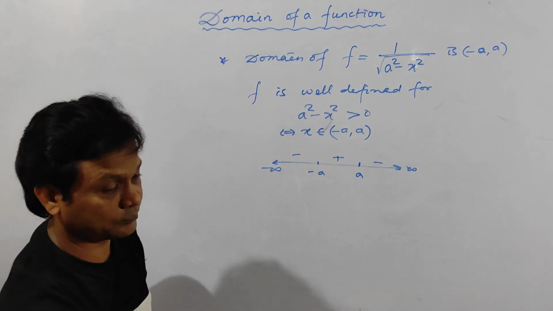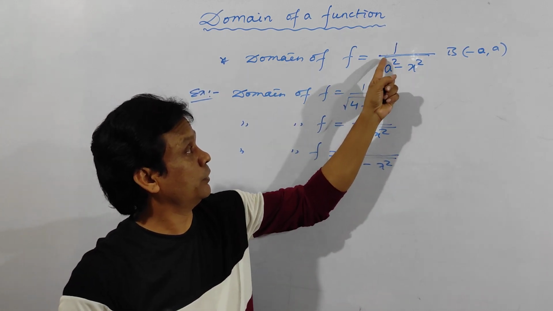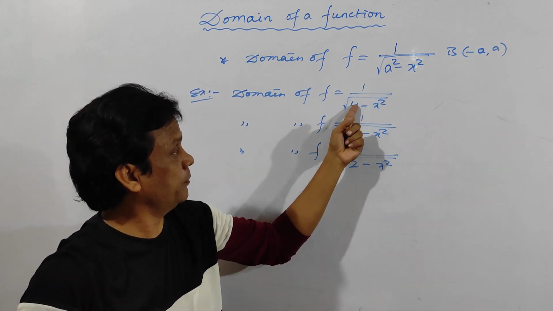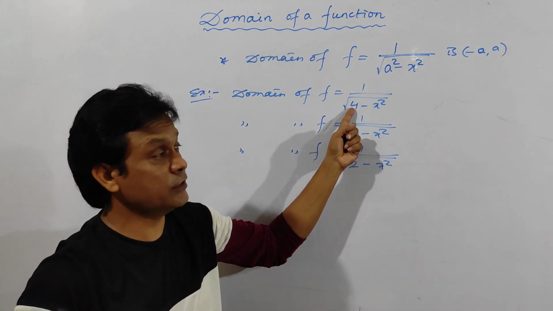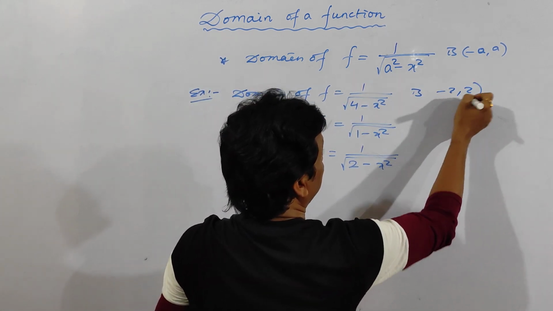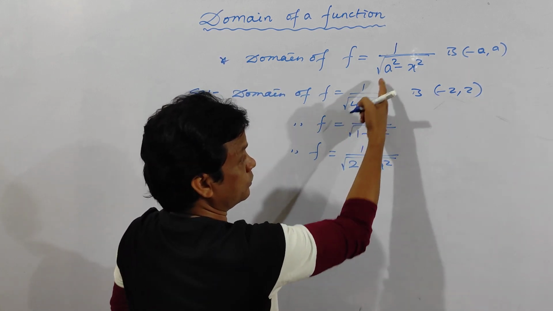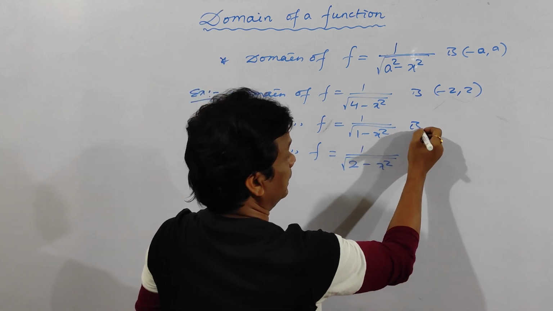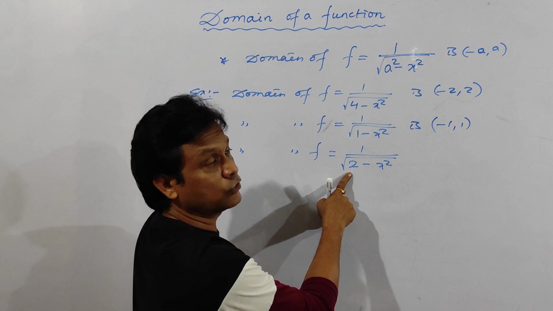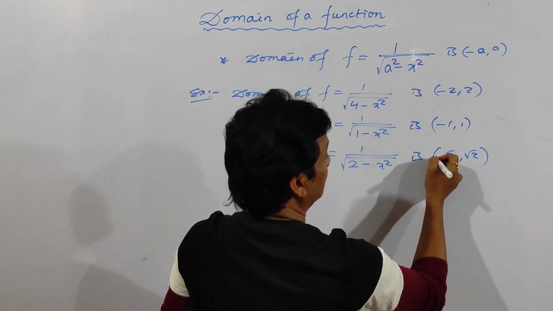Clear? See here. Our formula is: domain of 1 by root over a square minus x square is the open interval minus a to a. In place of a, 2 is written. A square is equal to 4, so a is equal to 2. So the answer is the open interval minus 2 to 2. Clear? Then for this one, a square is 1, then a is also 1. It is the open interval minus 1 to 1. This one, a square is 2, so a is equal to root 2. So the answer is the open interval minus root 2 to root 2.